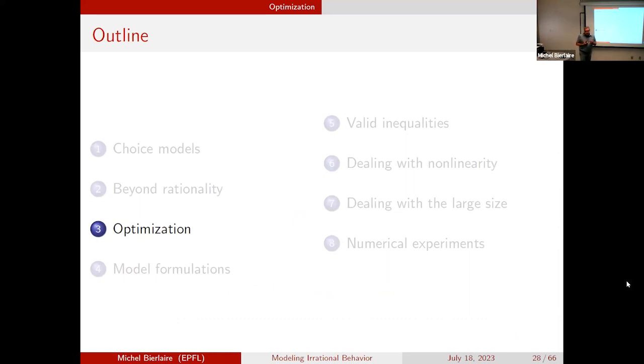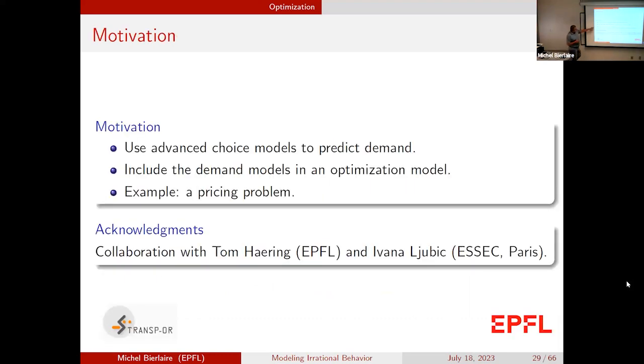So now let's try to take this and include it into the optimization problem. Okay, so we would like to use advanced choice models to predict demand and to include this demand model into the optimization model, and we will consider here a pricing problem. And this is something that I'm working on with my PhD student and Ivana Ljubić, who is an expert in Benders decomposition, who is helping us in trying to deal with the complexity of this model. So the pricing problem is not the objective as such, it's just an example of a relatively simple optimization problem. But what we hope is to use what we learned from the pricing problem to actually apply it to other types of optimization problems.